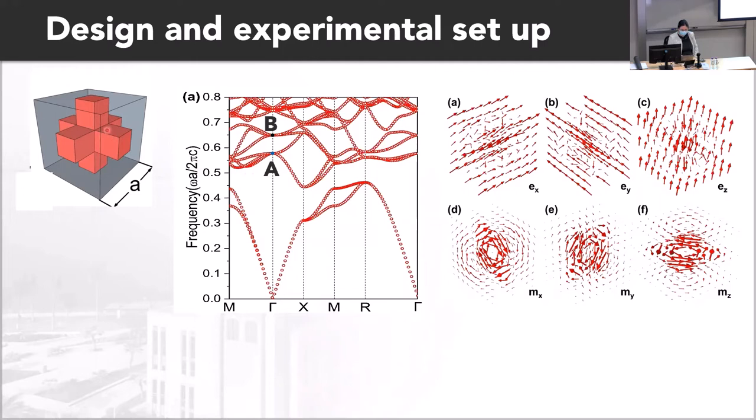With a particular parameter, we compute its band structure. And we found, in particular, these two points, A and B. If you look carefully, both of them involve three degenerate states. If you look at their electric field, you'll realize one is the electric dipole, and the other is the magnetic dipole. You can see this structure is equivalent along the X, Y, and Z directions. Therefore their dipolar resonances are degenerate at the gamma point, and each point corresponds to threefold degeneracy.